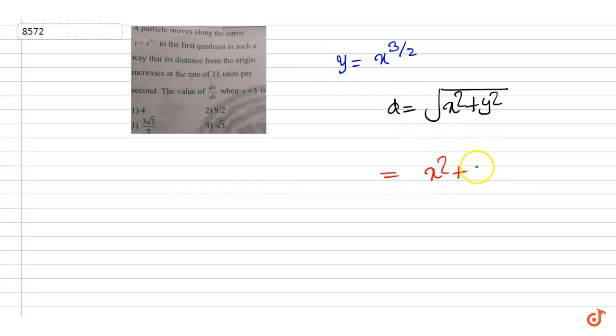Here it is given that y is equal to x to the power 3 by 2. And also the distance from the origin is d, which is equal to the square root of x squared plus y squared. This is equal to the square root of x squared plus x cubed.